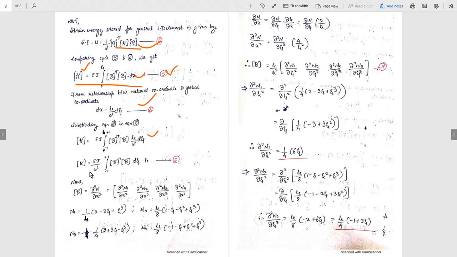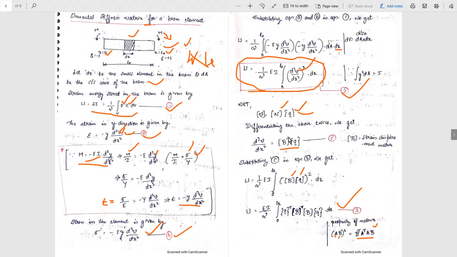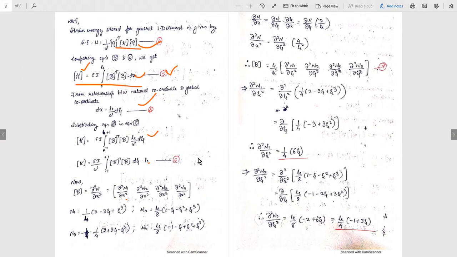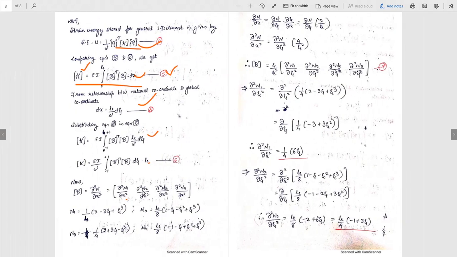Rearranging it, let me take 2 on this side and Le is here. Now this is what is B. In the previous case I had not told you what B is. When you differentiate this term, you get B as dou square N by dou x square. But what is N? It is N1, N2, N3 and N4. This is in terms of global coordinate. This is your strain displacement matrix for the beam element in terms of global coordinates. We have to convert this in terms of natural coordinates, and this is the expression you'll get.